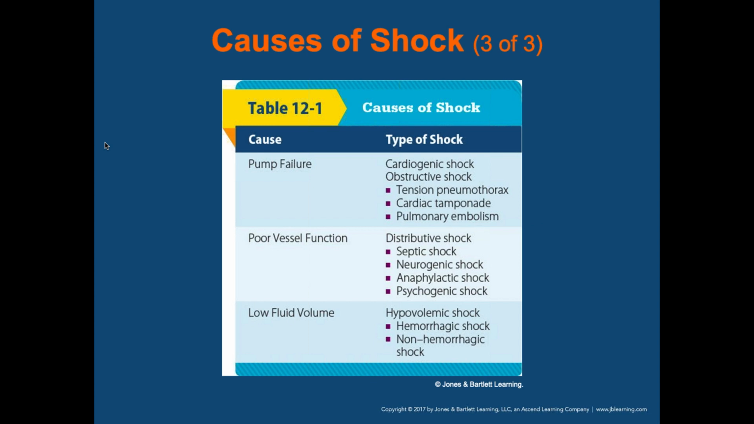Distributive shock would be your neurogenic, anaphylactic, psychogenic shocks, and septic shocks. And hypovolemic shock would be your hemorrhagic or non-hemorrhagic shocks. So obviously hemorrhagic being bleeding, or hypovolemia through like massive vomiting and things like that can cause them to be a non-hemorrhagic type shock. These three things you're going to see on your national test.